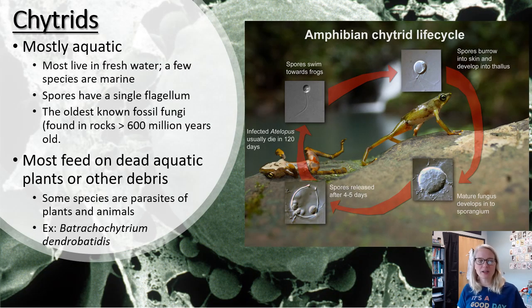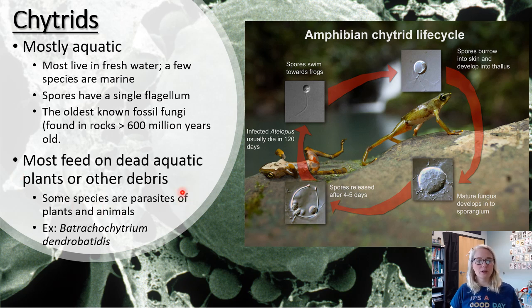So the first one are the chytrids. These are mostly aquatic. They have a flagellated spore, so they need a watery environment to reproduce or to disperse after they've been released from their parental mycelium. Some of our oldest known fungi fossils are found in rocks about 600 million years old. So these fungi have been around for quite some time.